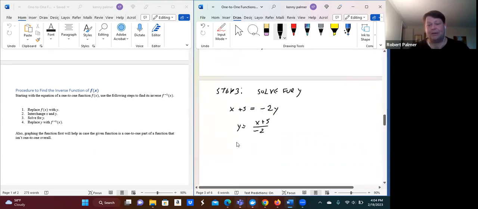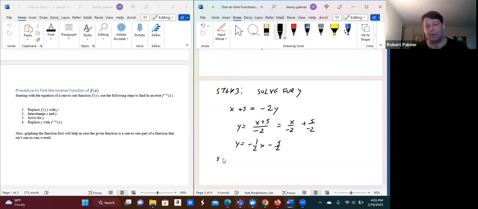Of course, we don't really want to leave it like that. Let's make it look like a line. I can divide this and make two fractions. So this can be negative 1/2 x minus 5 halves. This is my inverse. In the last step, number 4, we just replace y with f inverse of x. So finally, my inverse function is f inverse of x is equal to negative 1/2 x minus 5 halves.